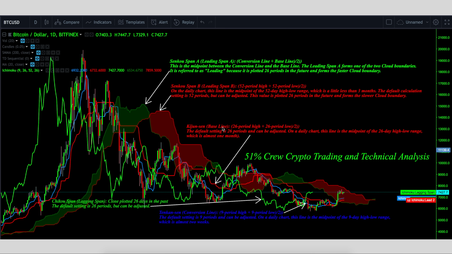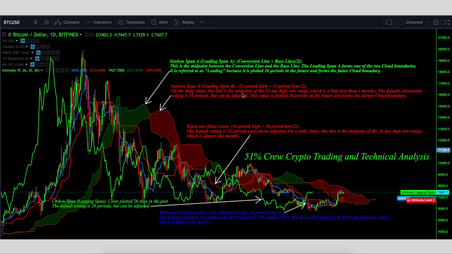Like I said, the baseline is red also, but it is this red line, not attached to the cloud. Don't get this confused with leading span B. This is the baseline. So we're looking at this line here, following my mouse cursor, okay?